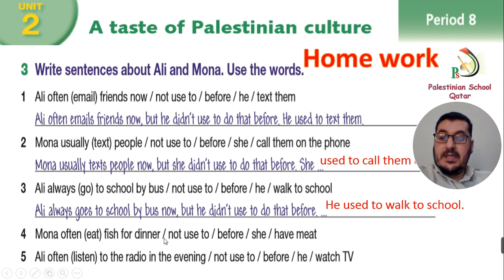So everybody, I want you to finish number 4 and number 5. Do as these 3 examples.